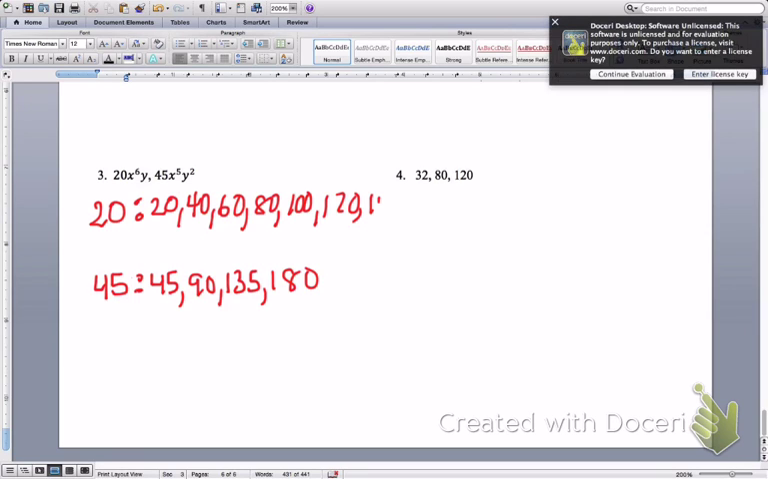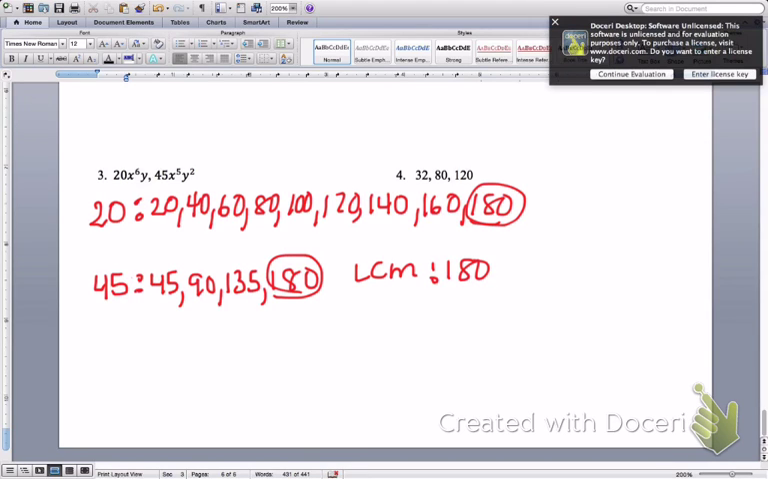I'm going to continue the next one. We have 140, 160, and there it is, 180. So again, my LCM is 180. All right, let's go ahead and do the second method, which is the ladder method.